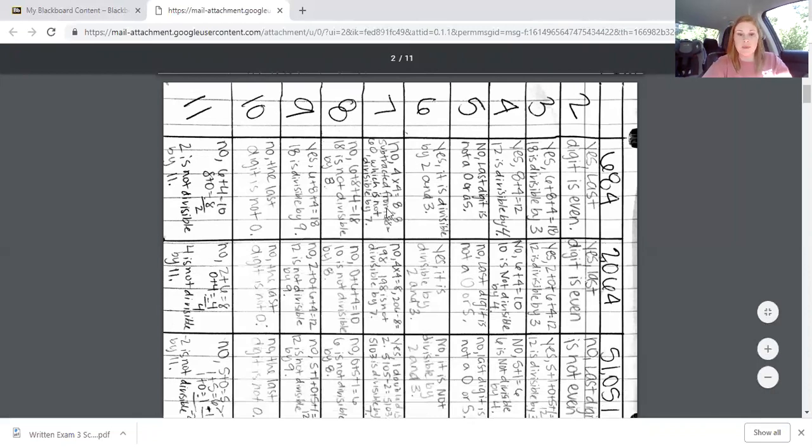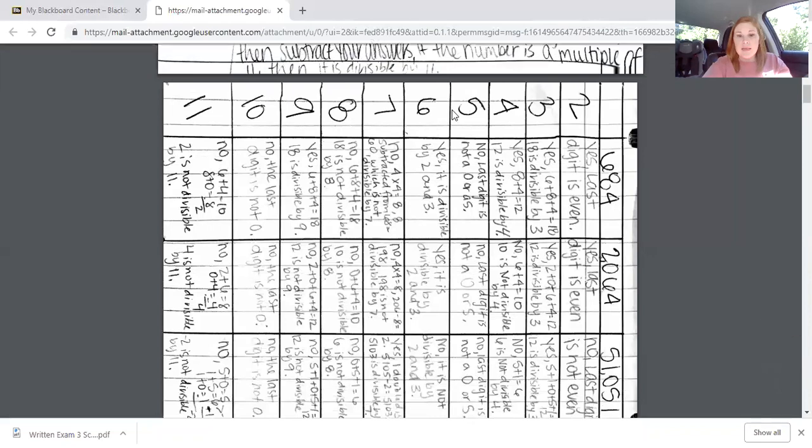So no, it will not be divisible by 7. For 8, what we're going to do is add the last 3 digits of the number. So for this number, we'll add all of those digits, and we will get the number 18. And then what you do is divide that by 8. If that number will go into 8 and give you a whole number, then it is divisible. But in this case, 18 divided by 8 will give you a decimal. So no, 8 will not work. 684 will not be divisible by 8.